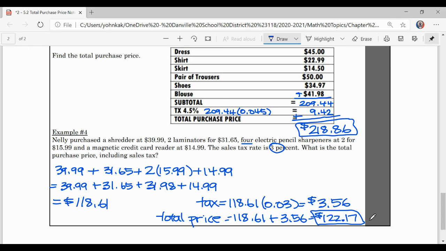Okay, so please be very careful when you're reading these word problems that you pay attention to every single word to see if you have to multiply the quantity by the price or if you just have that price. All right, so if you have any questions, please let me know. And as always, keep calm and keep trucking.